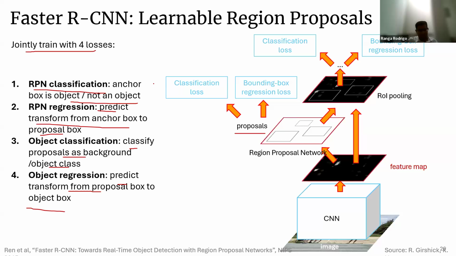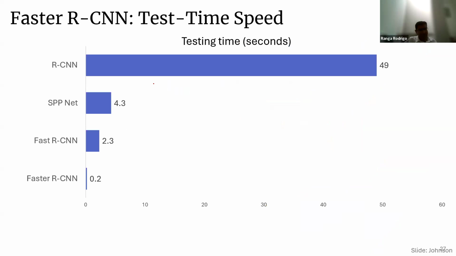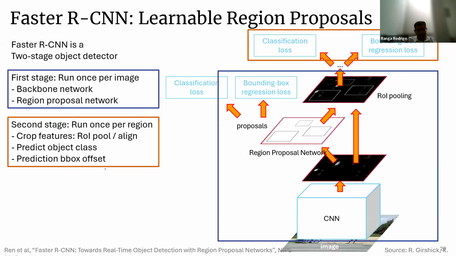I think this is too much detail to describe in a short time, but you can think that there are so many components in the loss because this is a complicated exercise. Object detectors are very complicated and cumbersome actually. So now you can see the test time speed of faster RCNN: from 49 seconds for RCNN it became just 0.2 seconds. But still, this is not real time, right? It takes 0.2 seconds. That's too much actually.